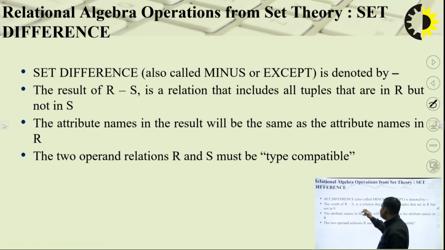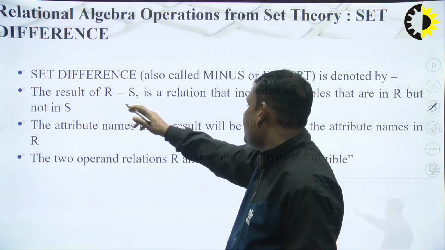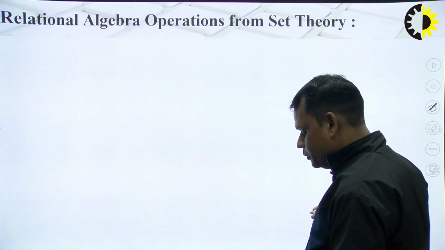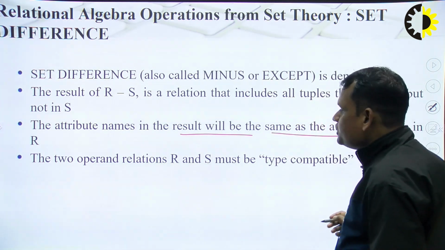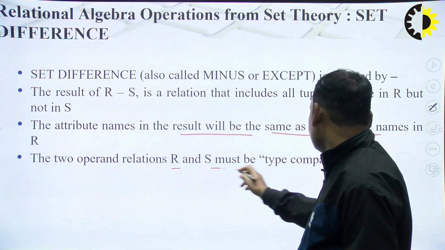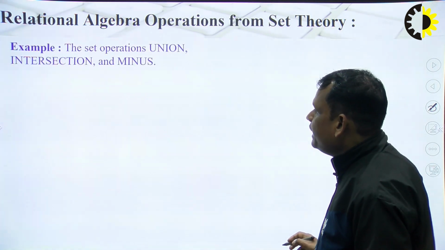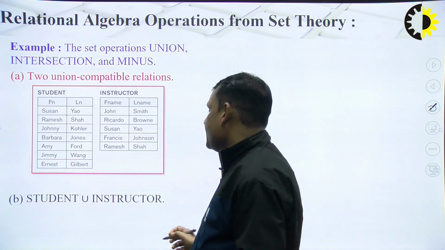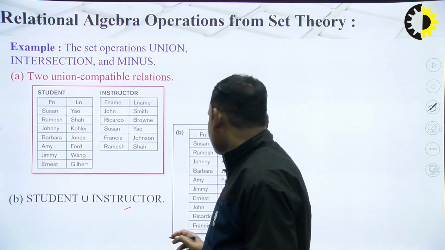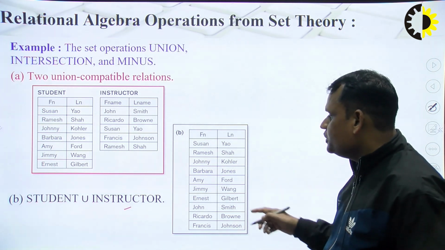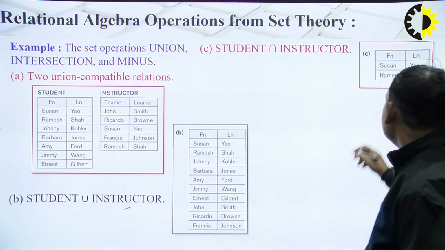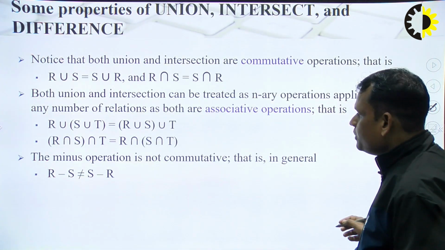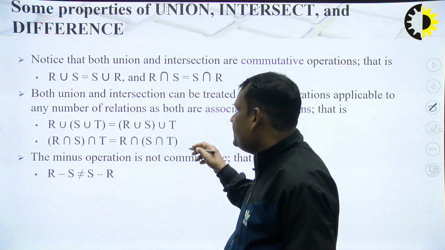And third is the difference, the minus: difference of R1 and R2. The compatibility condition is that both tables' attributes must be the same, first with the same data types, for example student name on student and staff tables. These are the results of union and intersection, and set difference, and they have some properties.